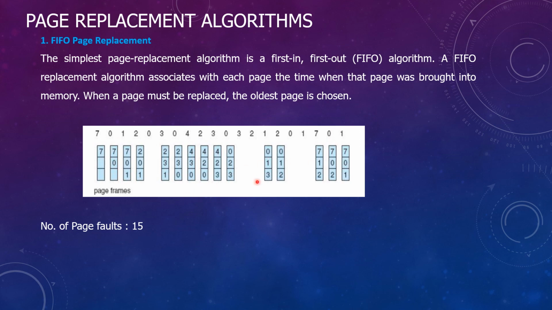Now you can calculate the number of page faults. Here the number of page faults is 15. You can simply calculate this by counting these blocks: 1, 2, 3, 4, 5, 6, 7, 8, 9, 10, 11, 12, 13, 14, 15. So the number of page faults that happened altogether is 15.